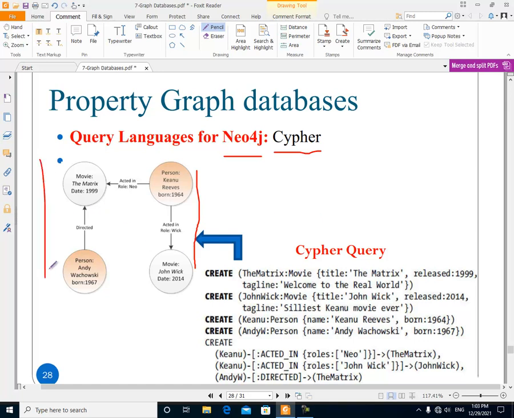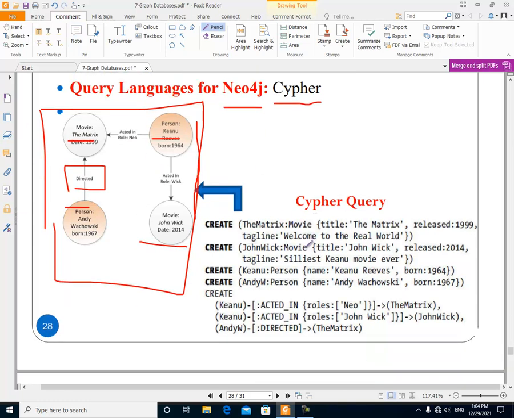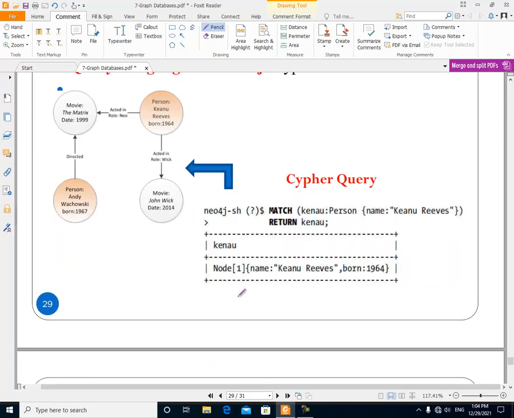This is a property graph about movies. We have the movie, the person, and this is the edge or the relation between the two nodes. If we want to create this property graph using the Cypher language, we have to write these commands. And then if we want to do some operations on this graph data, we can write this command, which is a bit similar to the SQL language.